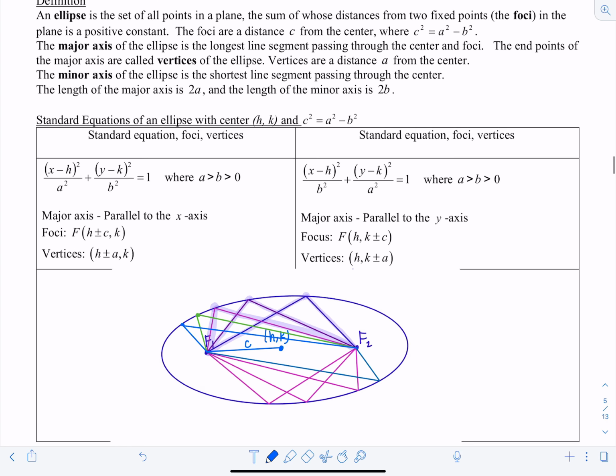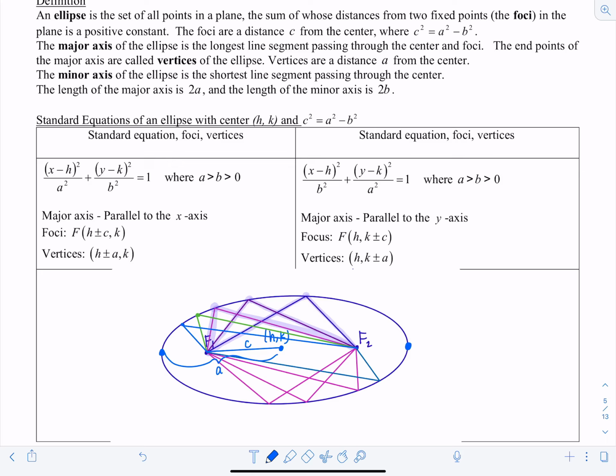Now the major axis of the ellipse is the longest line segment passing through the center and the foci. So this one, the major axis, runs parallel to the x-axis because this ellipse is elongated in the x direction. The endpoints of the major axis are called the vertices of the ellipse. So the vertices would be here and here. There's only two vertices on an ellipse. The vertices are a distance a from the center. So this distance to the center is a.